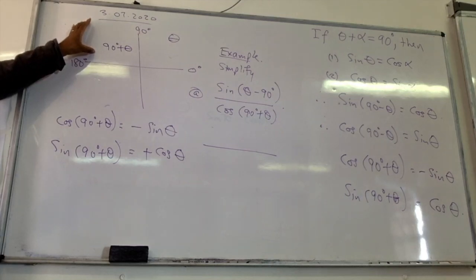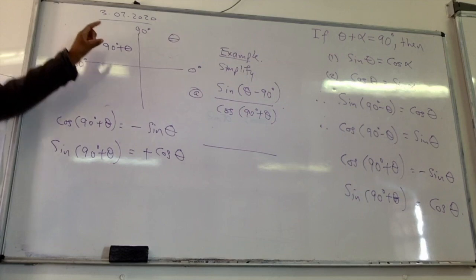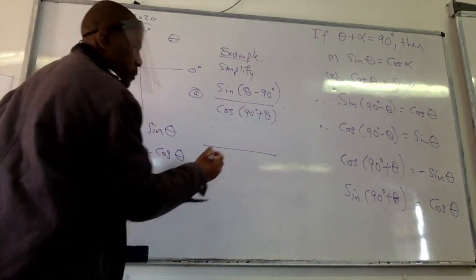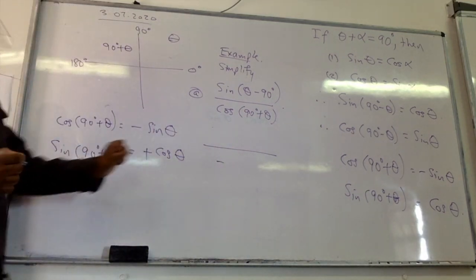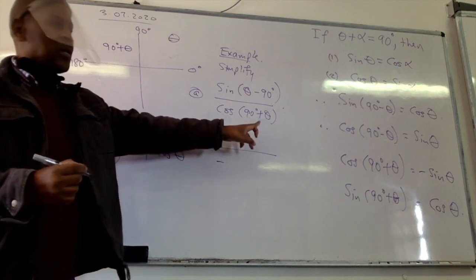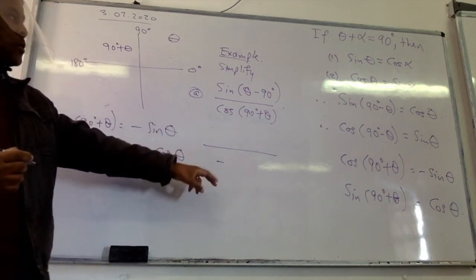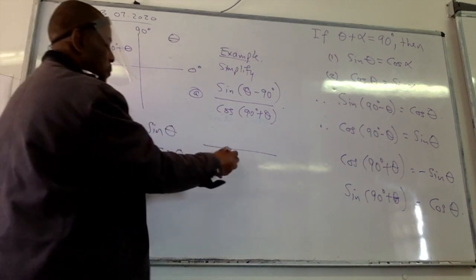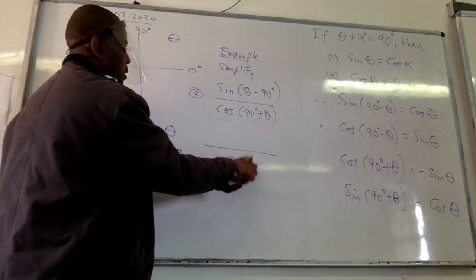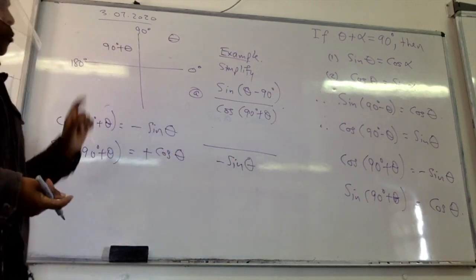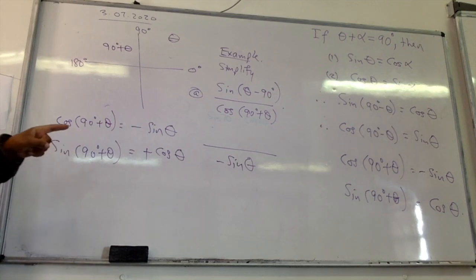Okay, and it says cosine. So because it's cosine, we know it should be negative. But there is a 90 plus theta inside, which means we should use cofunctions. So cosine should change to sine, and we use the acute angle theta. So the denominator reduces to negative sine of theta. Right, what do you think about the numerator now?